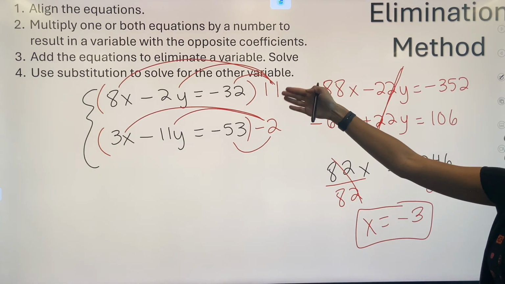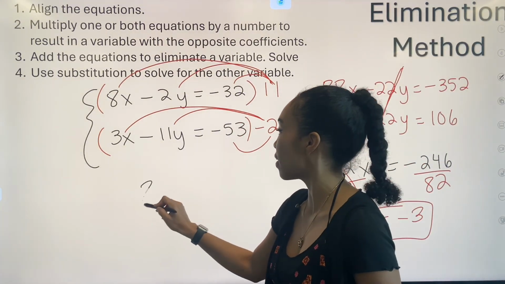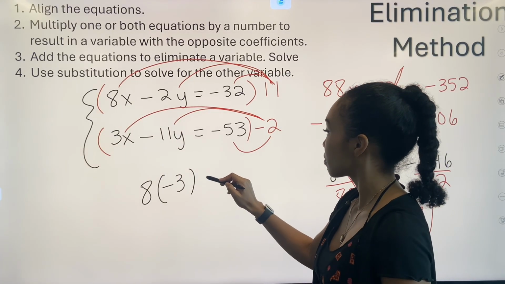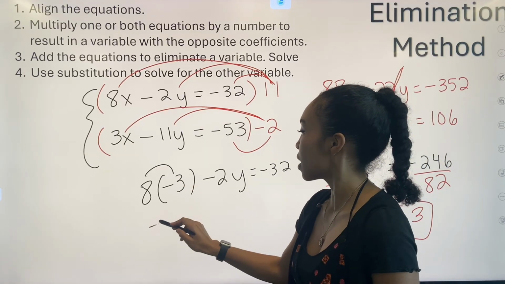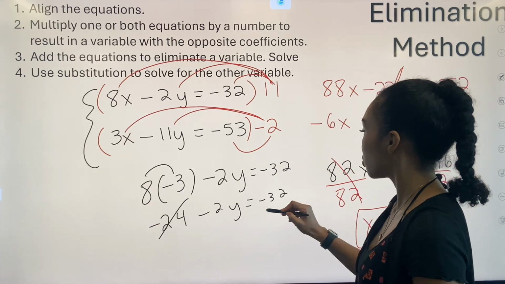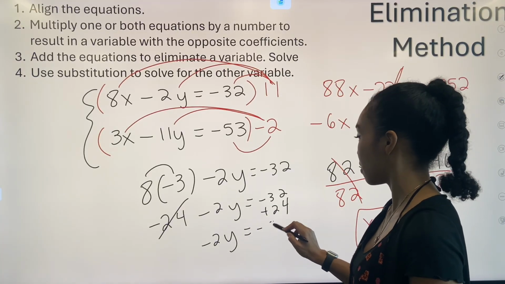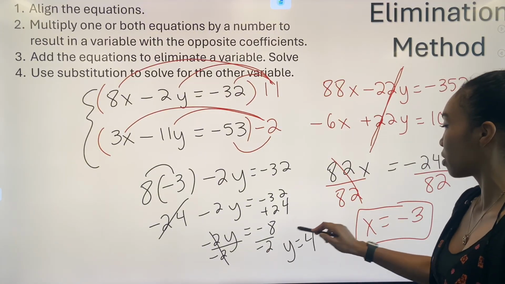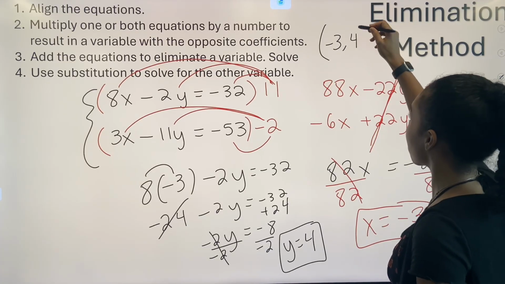Now you just choose one of the original problems and plug that in. So I'll just choose this top one. I have 8, and for x, I'm gonna plug in a -3. Minus 2y equals -32. So this times this is -24. Add 24. I get -2y is equal to -8. Divide both sides by a -2 and you get y is 4. So the point where these intersect is -3, 4.